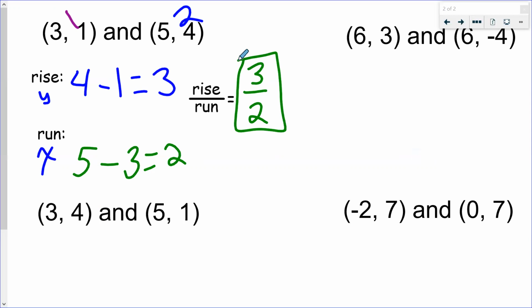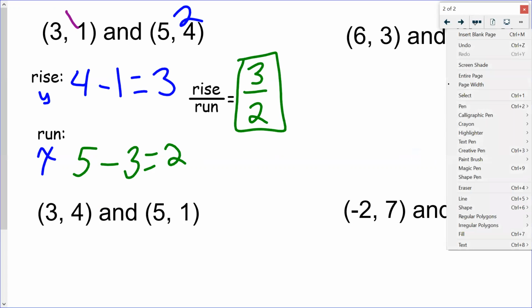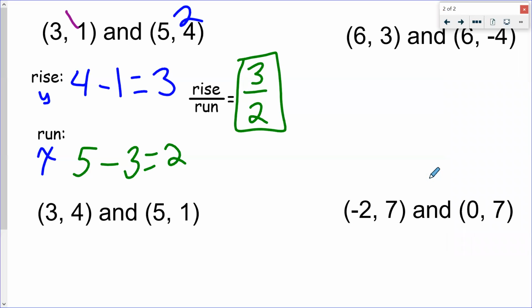Now, let's say you're like, well, Mr. Harris, does it matter which one's my y, which one's my 1, and which one's my 2? Let's try that out. What if I said this was 2, and what if I said this was 1? Well, let's try it. Let's do y2, 1, minus y1, which is 4. And then let's do x1, which is 3, minus x2, which is 5. Let's do some math. 1 minus 4 is -3, and 3 minus 5 is -2.